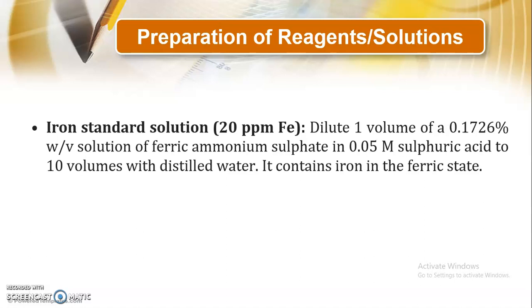Now how to prepare this iron standard solution? Dilute 1 volume of 0.1726% weight by volume solution of ferric ammonium sulfate in 0.05 molar sulfuric acid to 10 volumes of distilled water. Now it contains iron in the ferric state. This ferric state reacts with thioglycolic acid, which converts it into the ferrous, and then the ferrous will form a complex with the thioglycolic acid. In this way this iron standard solution is used.